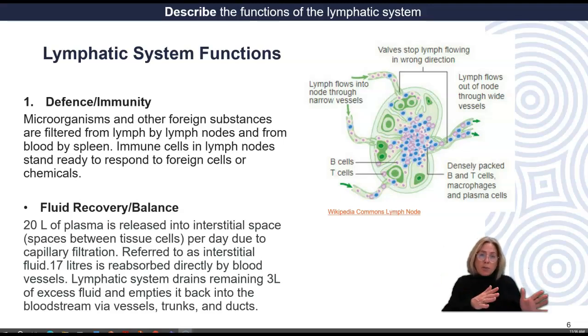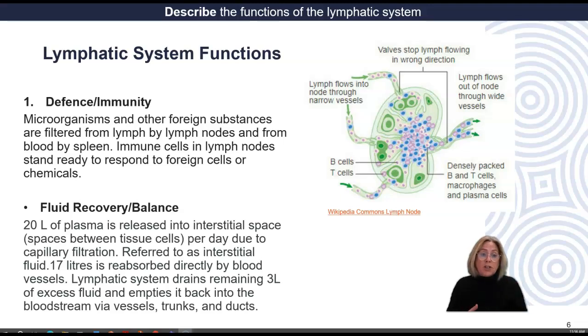Now cast your mind back to when we looked at capillary exchange in the blood vessel topic, and this is what we're talking about here. Remember that fluid leaves the capillary at the arterial end, and most of that fluid is returned at the venous end of that capillary bed. But remember, we spoke about some of that excess fluid being picked up by lymphatic vessels. So that's exactly what we're talking about here.